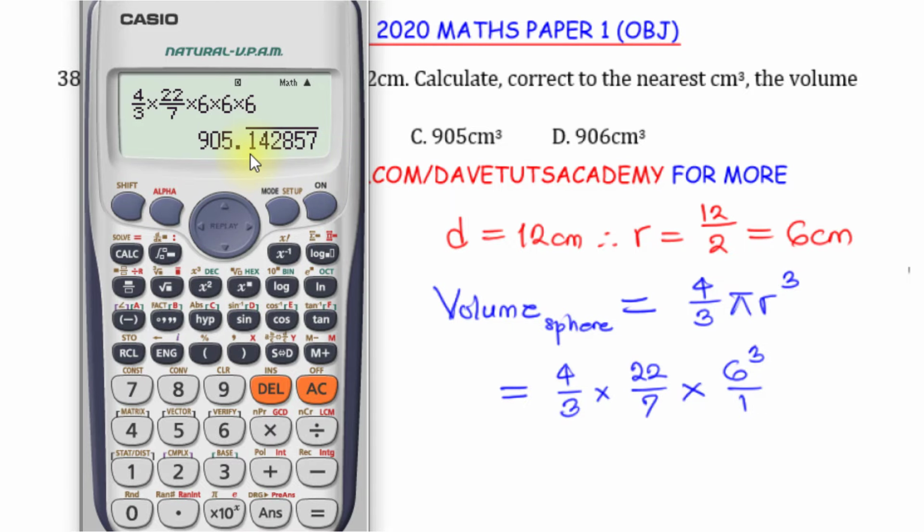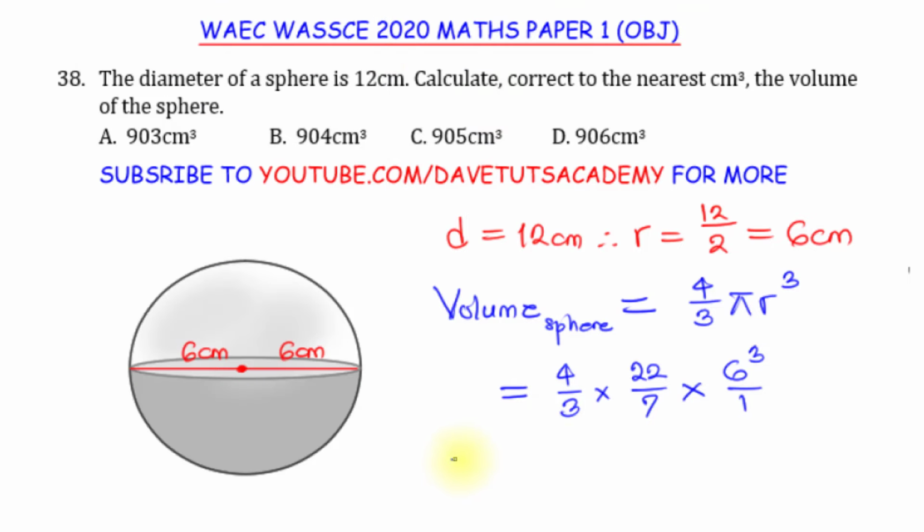This is 905.1428. This is 905.14. Okay, but look at the question. We're told to calculate correct to the nearest centimeter cube. If that's what we need to do, then we need to approximate this to the nearest whole number. And 1, if we want to round up 1, that will be 0, and we'll add it to this particular 5, so that we have our answer to be 905 centimeter cube. Okay, so the correct option here is option C, 905 centimeter cube.